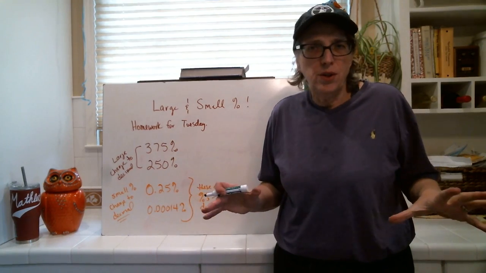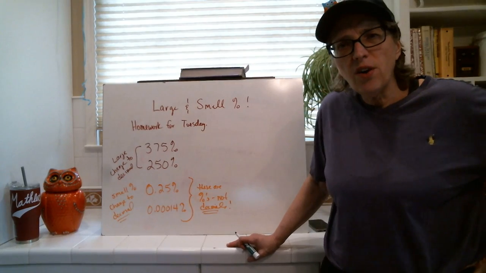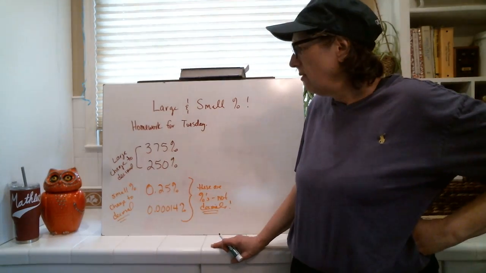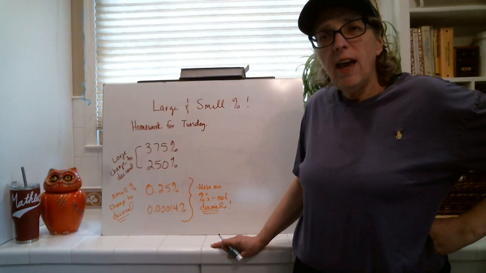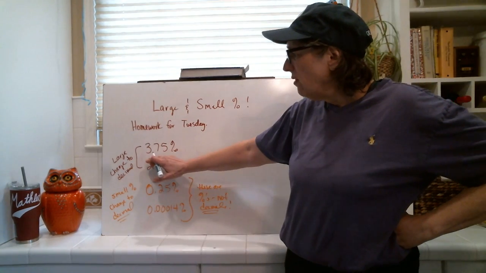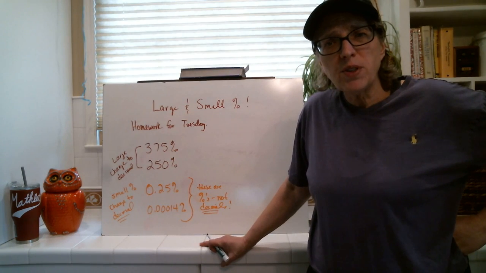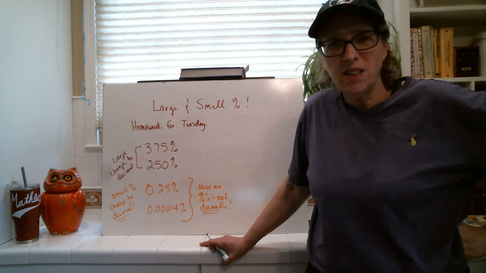So all you're going to do right now, we're going to do word problems later, is change large percents to decimals and small percents to decimals. So we have a large percent to change to a decimal. You have 375%. You want to change it to a decimal.